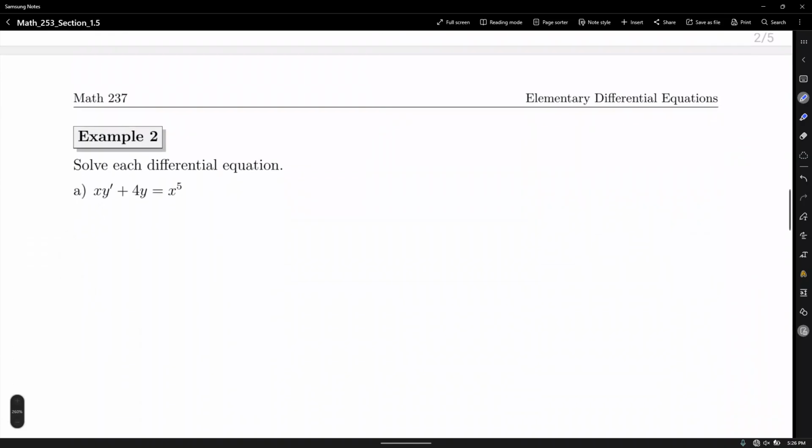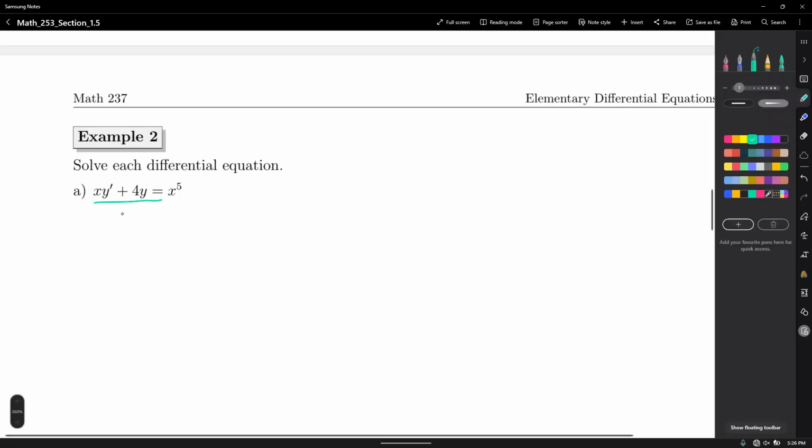All right, solve each equation. xy prime plus 4y equals x to the fifth power. Number one: is the equation written in the form we want, that is, the derivative term having a coefficient of 1? Not in this case. So that means we need to do a couple of steps: divide both sides by x to get the equation y prime plus 4 over x y equals x to the fourth.